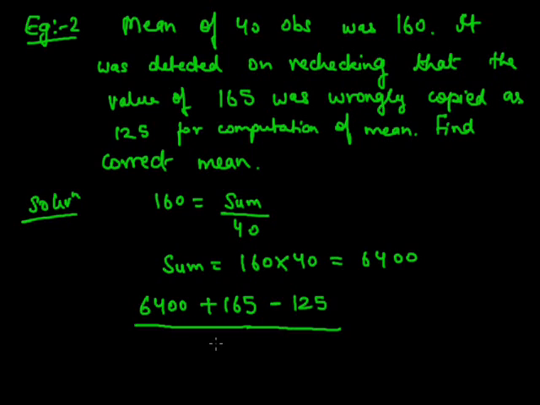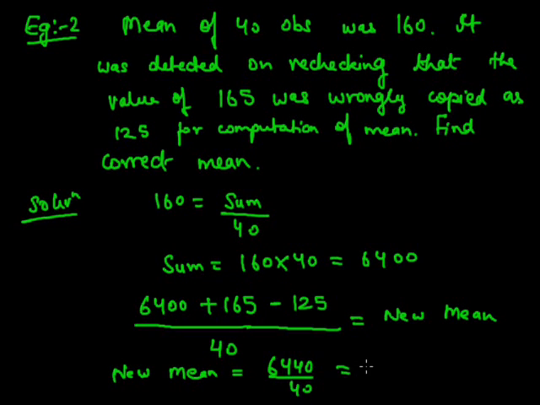We divide the new sum by the number of observations. The number of observations will remain the same, because as we are subtracting one observation, we are also adding one observation. So in this case, the number of observations remains the same. So the new mean is 6400 plus 165 minus 125, that is 6440, divided by 40. If we solve it, we get 161. So this will be our new mean, or you can say the correct mean. So in this way we need to solve a problem by analyzing it.